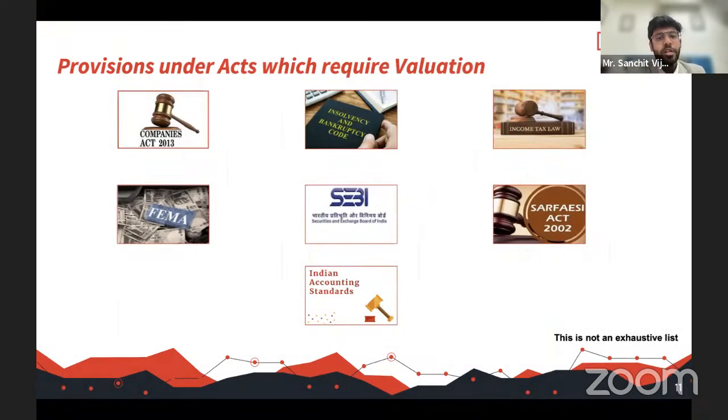There are certain provisions under Acts which require valuations. We have listed out a few of them here: Companies Act, Insolvency and Bankruptcy Code, Income Tax Law, FEMA, SEBI Law, SARFAESI Act, Indian Accounting Standards. This is not an exhaustive list, but these are certain acts under which we have to do valuations with different approaches, different methodology, and formulas.